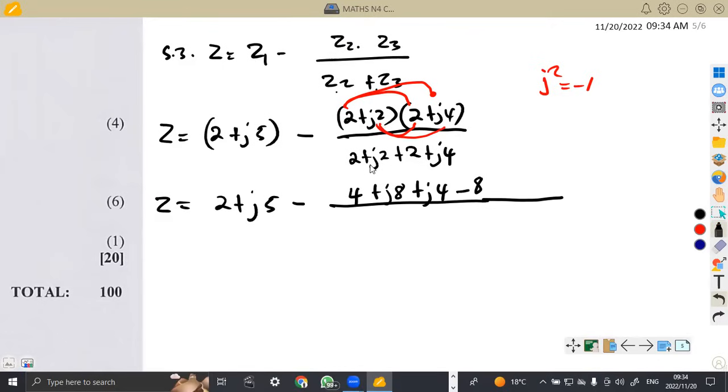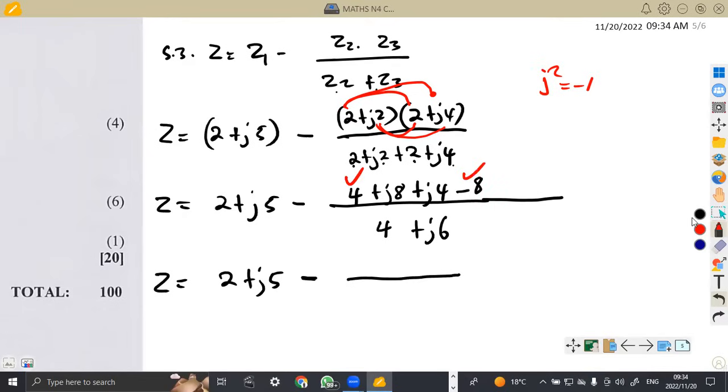Okay, the same thing, we can simplify here. 2 plus 2, that's 4. j2 plus j4, that's j6. Is it not enough? We have to simplify again. 2 plus j5 minus the fraction, you can collect like terms here. That's 4 minus 8, which is minus 4, plus 8 plus 4, that's j12, everything over 4 plus j6. Okay, so from this part now, it was for you to simplify further.